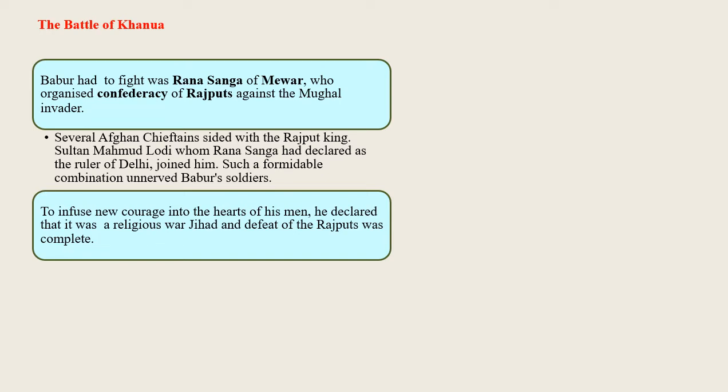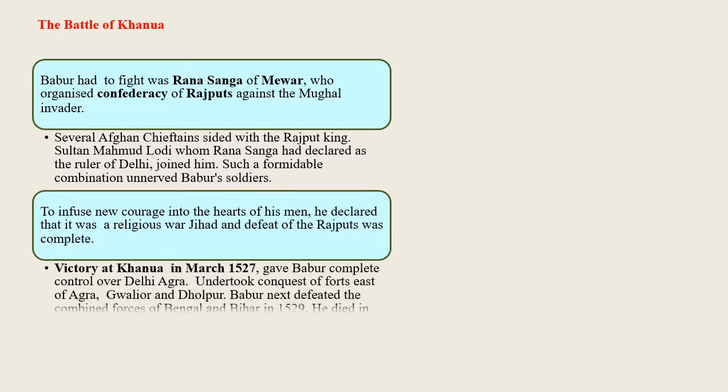The victory at Kanwa, a village near Agra, in March 1527 gave Babur complete control over the Delhi-Agra region. Babur then undertook the conquest of a number of forts east of Agra, foremost among them being Gwalior and Dholpur. Babur next defeated the combined forces of Bengal and Bihar in 1529. He died in 1530.